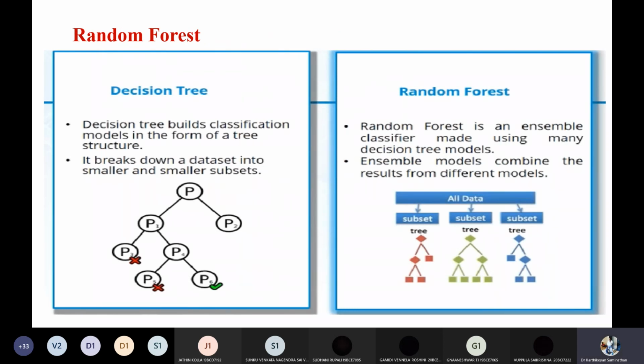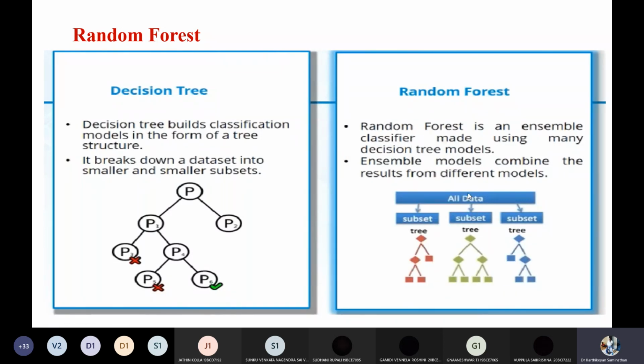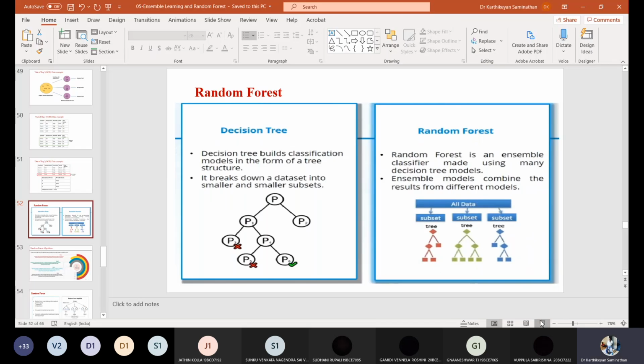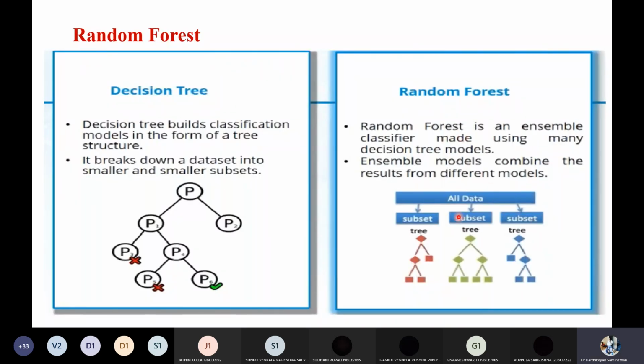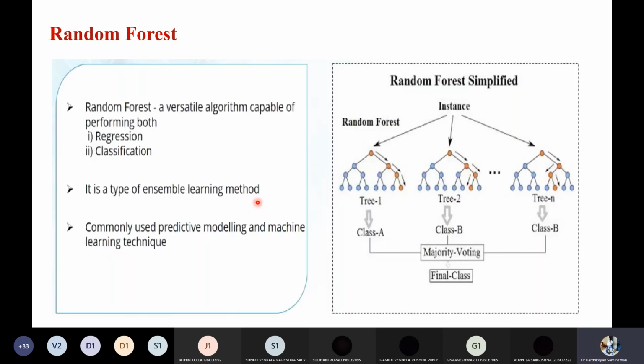So that is how your random forest works, right? Random forest is generally an ensemble classifier made using many decision tree models. These ensemble models combine the results from the different models. So that is the main view of random forest. All the data, then subsets, and from the subsets you generate the decision trees. Then at the bottom we apply ensemble algorithms, right? The same steps were given, you can go through them later.